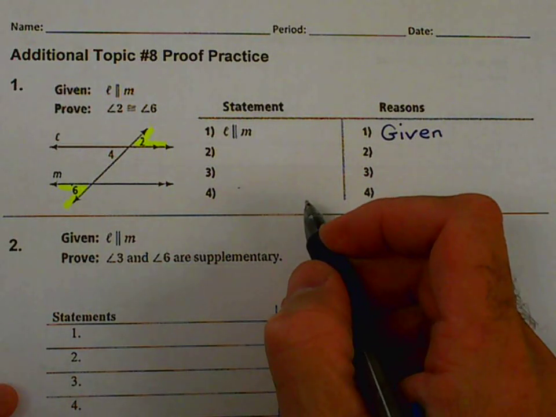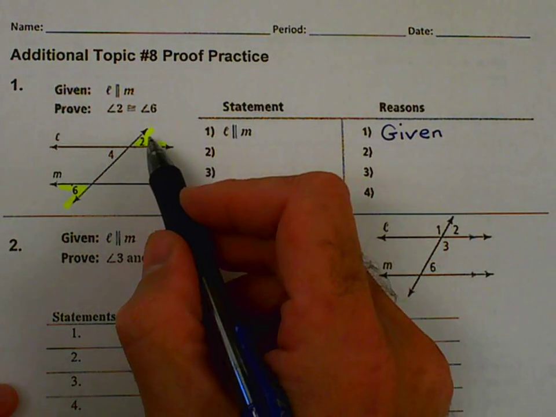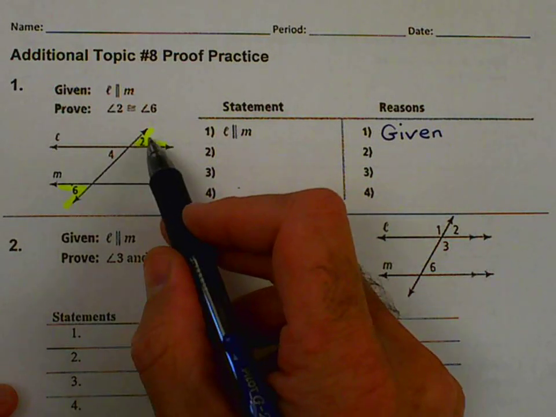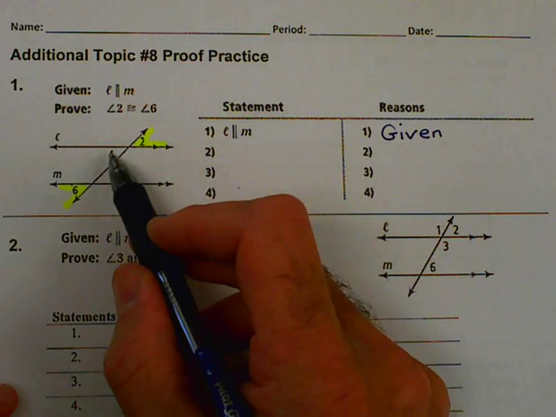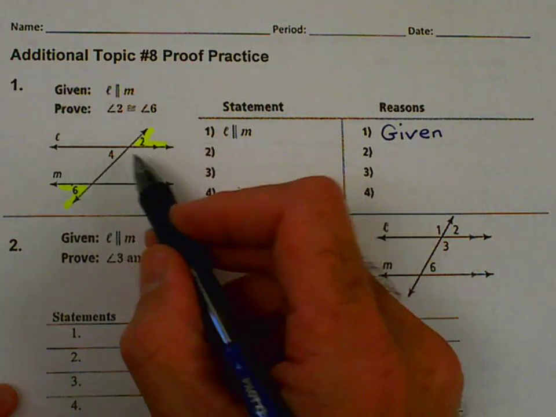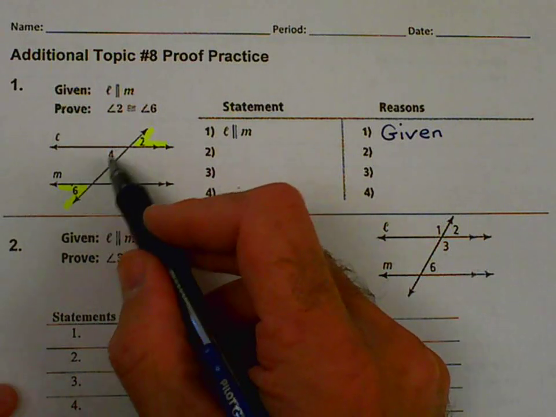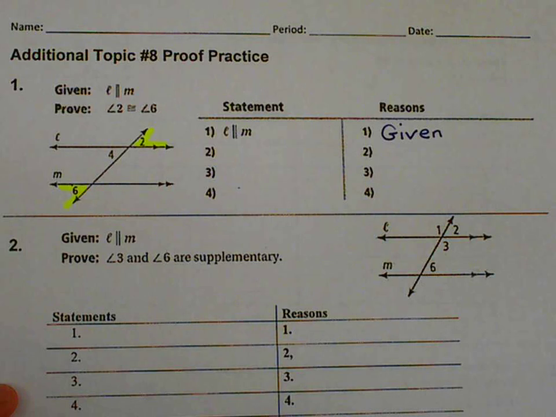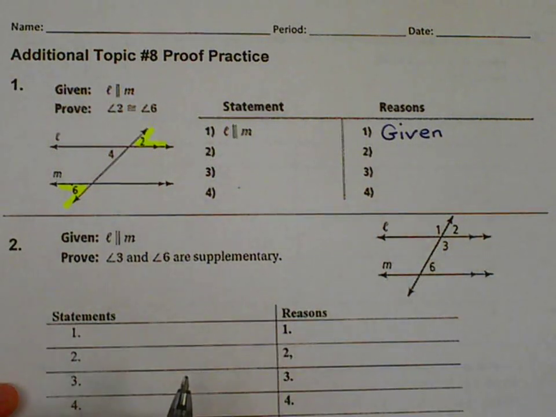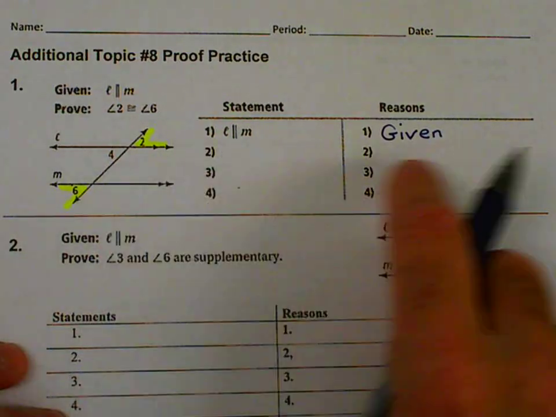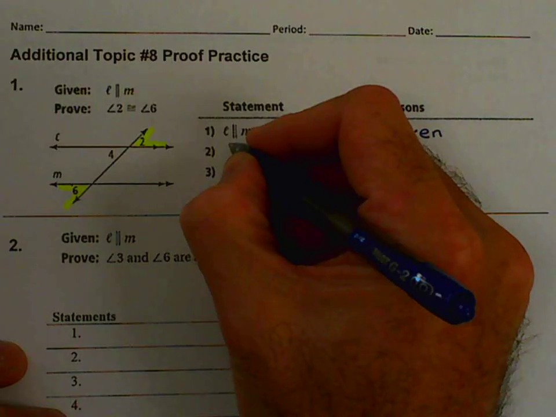And in this situation, we have parallel lines. We have labeled angle 2, angle 4, and angle 6. Well, angle 2 and angle 4 are vertical angles, and then 4 corresponds with 6. And we can link it all together with transitive properties. So that's sort of my gut feeling, the plan, based on the way it's labeled and what we're trying to prove. So let's go ahead and try that.